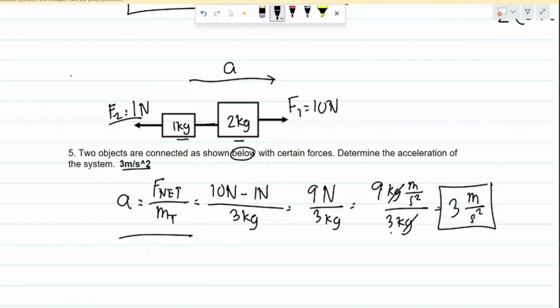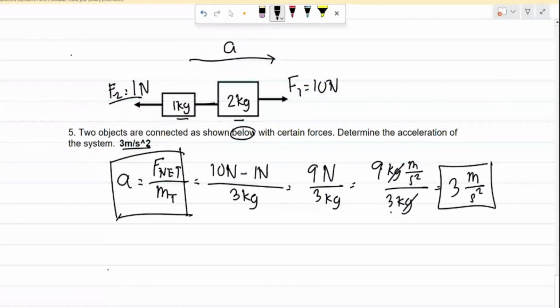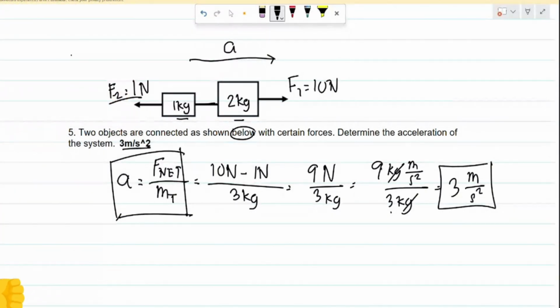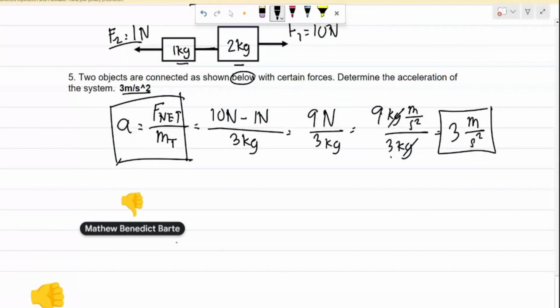So again, guys, this is applicable not only to one or two objects. Our formula is applicable to any number of objects, and even if they are inclined or connected by a rope. You just need to know which is the aiding force and which is the opposing force. Okay, any question regarding problem number 5? Okay, so it seems there are none. Let us proceed with problem number 6.